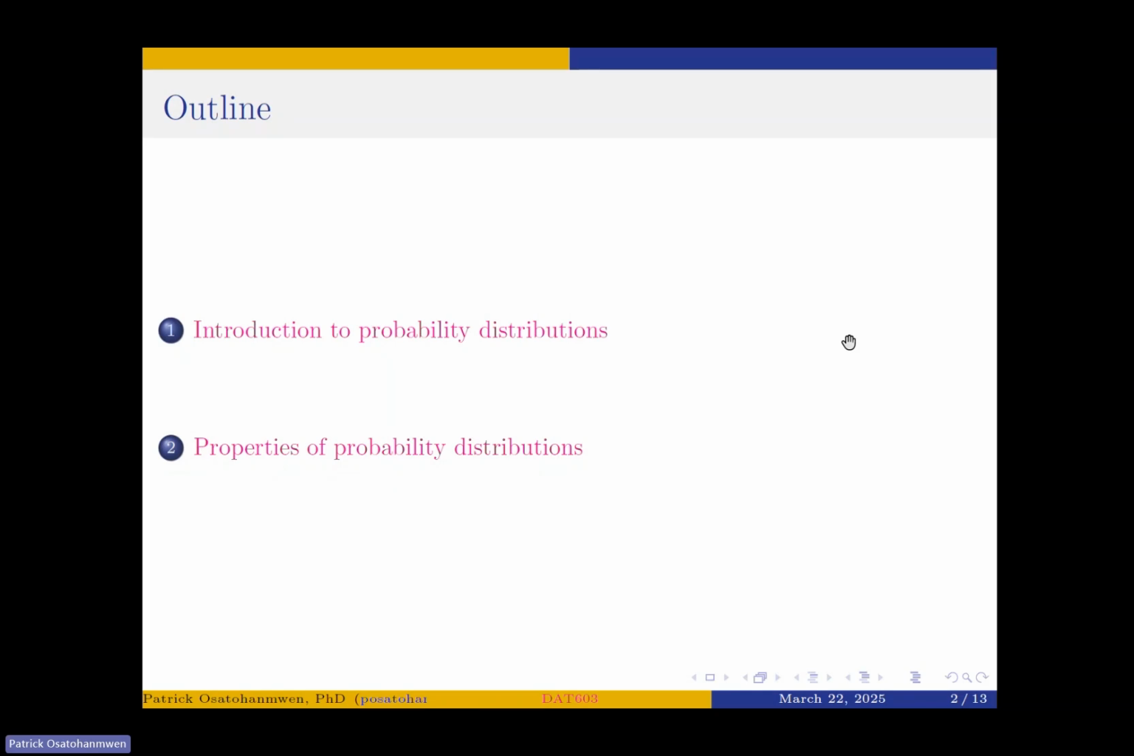So let's see what we have for today. This is just what we're going to be discussing, two major points here. We're going to look at an introduction to probability distributions, and we also talk about the properties of probability distributions.